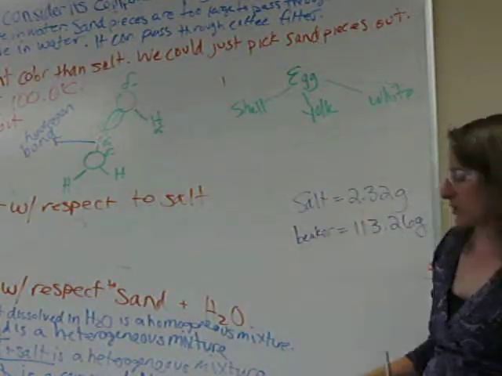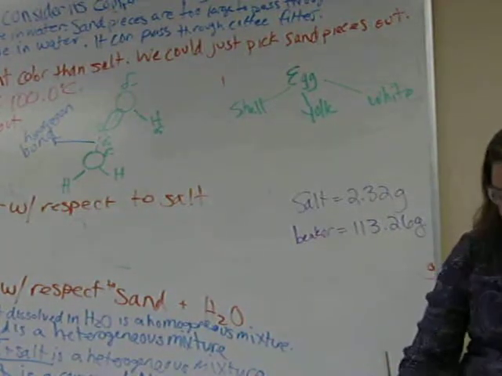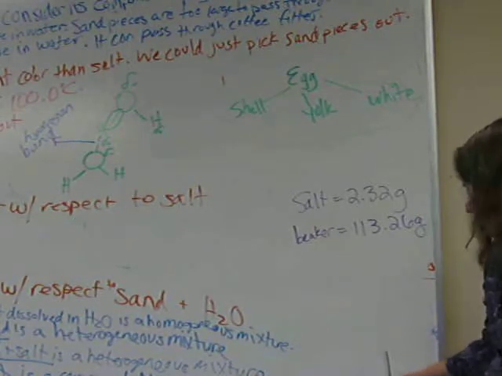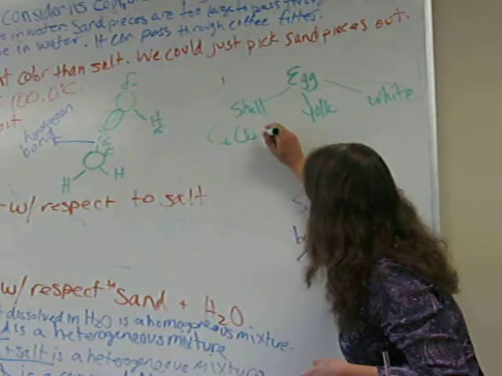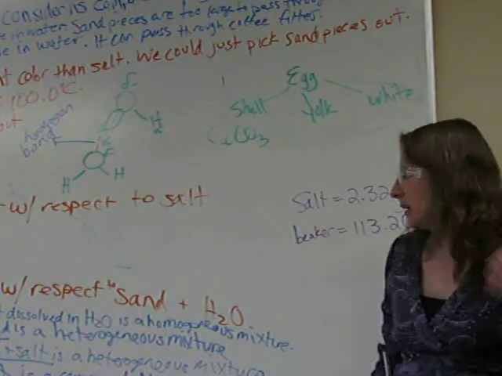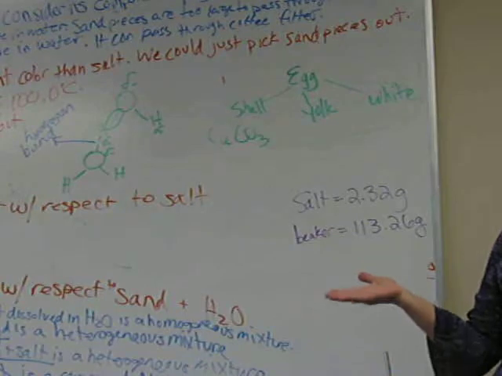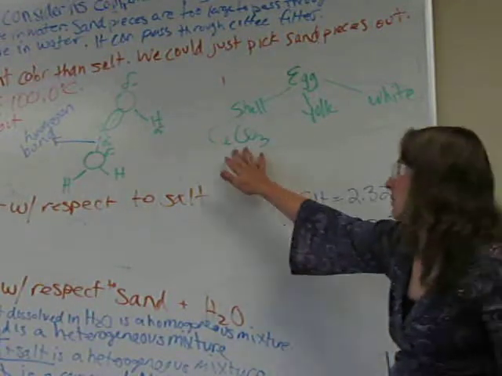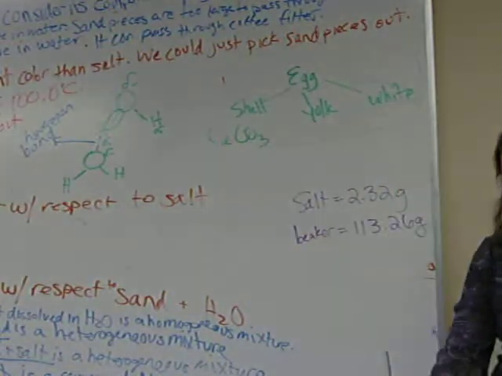We can separate those three things, that's separating a mixture using physical changes. So what if I tell you that the shell is made of calcium carbonate, CaCO3. Would that be a pure substance or a mixture? Pure substance. Is it an element or a compound? Compound. Calcium carbonate is a compound. It's an ionic compound because calcium is a metal.